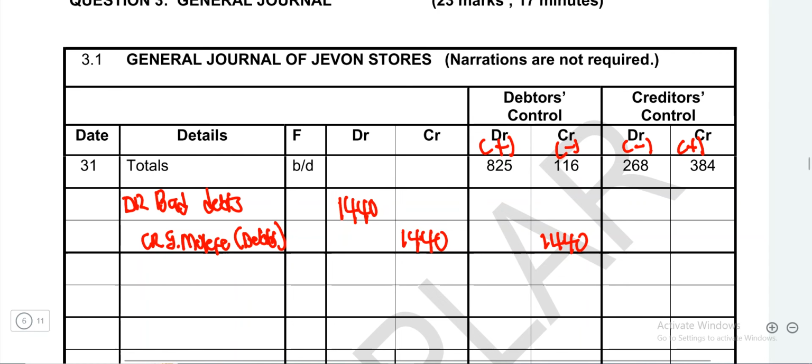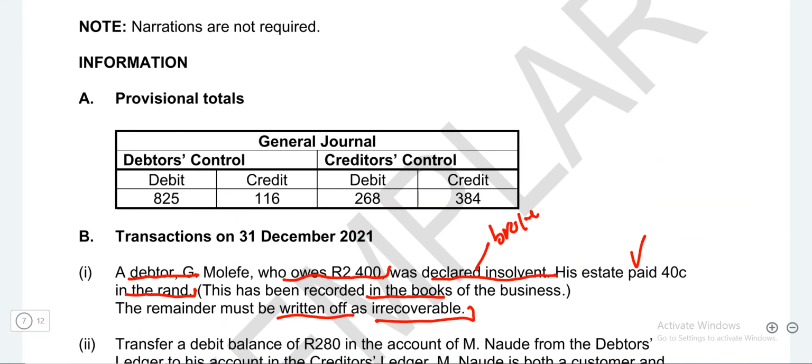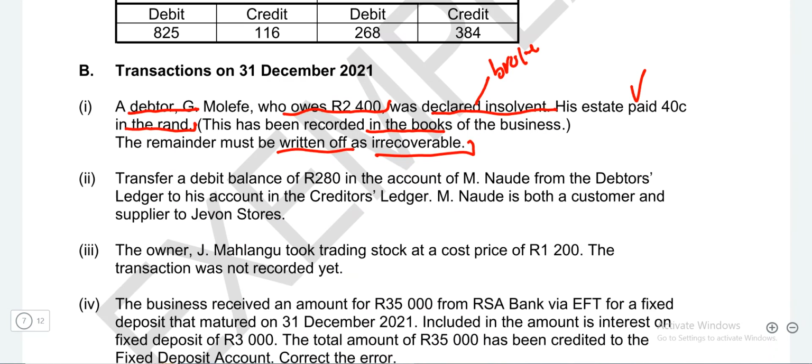Okay, now let's go to the second part of the transaction. Next, they are saying that transfer a debit balance of 2,280 account of M Naude from the debtors ledger to his account in the creditors ledger. M Naude, they are saying, is both a customer and a supplier to Javon stores. Now remember, the reason why we can have a situation like this is because sometimes we can have a particular person who is a customer to us, but at the same time, also us as a business, we are receiving some services or products from this particular customer.